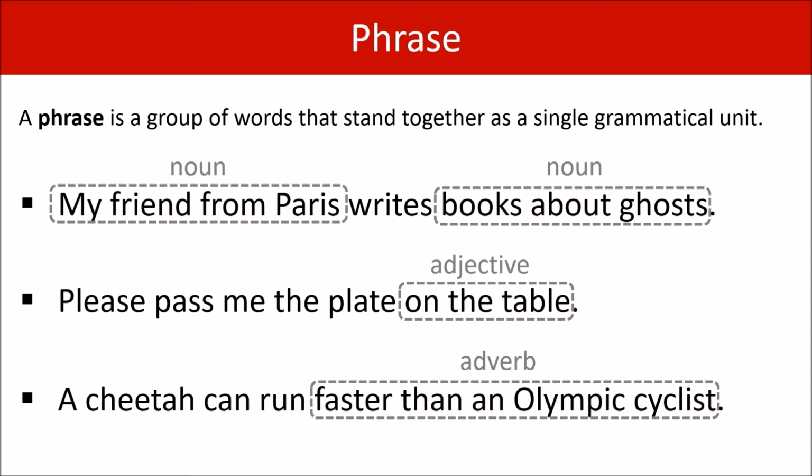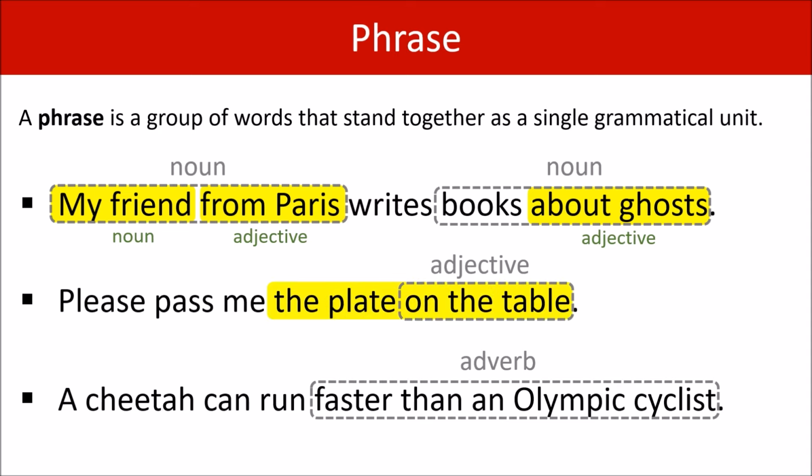So look at the top left one, my friend from Paris. We've already said that that is functioning like a noun. But look, from Paris. This is also a phrase, and this one is functioning like an adjective. And it is modifying my friend, which is also a phrase. And they are both integral parts of a larger phrase that's functioning like a noun. Look at this one. About ghosts. That is an adjectival phrase. It is describing books.